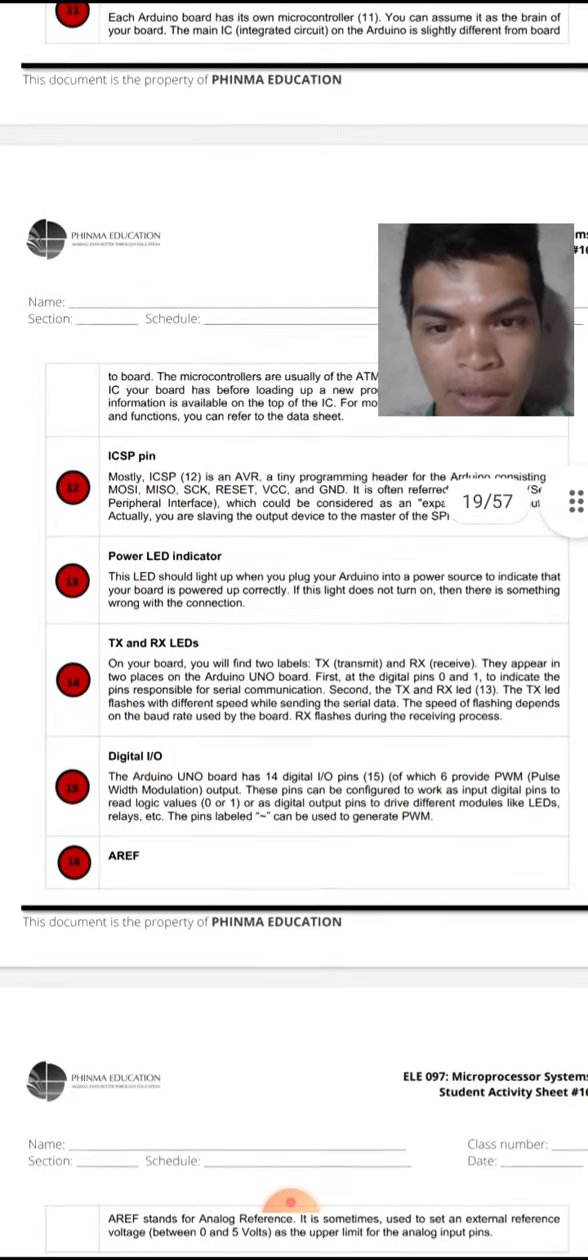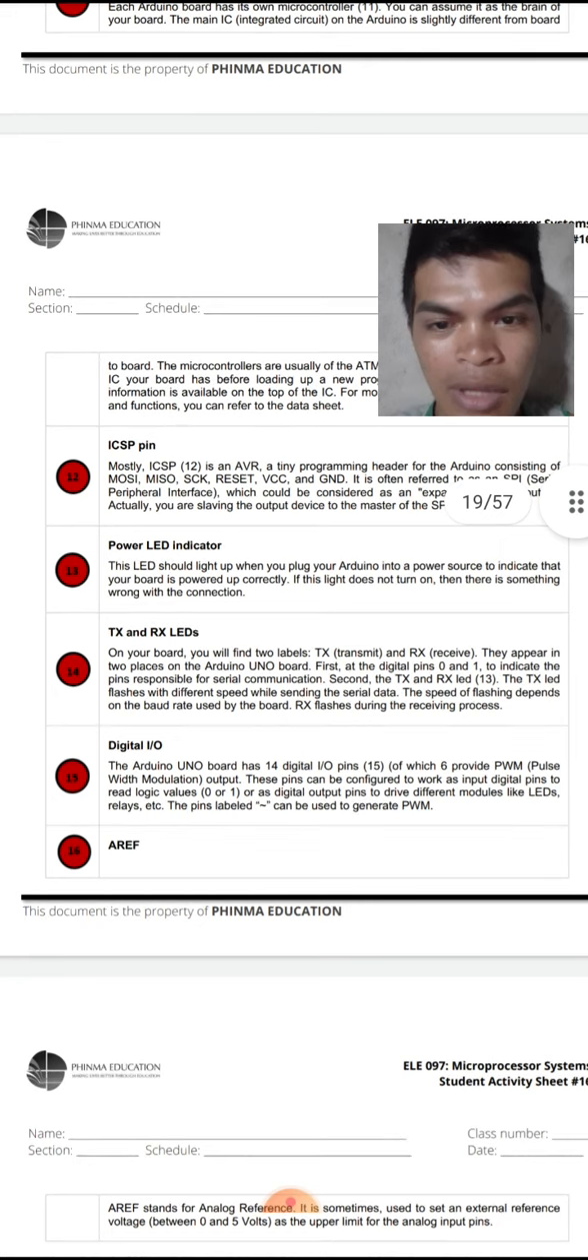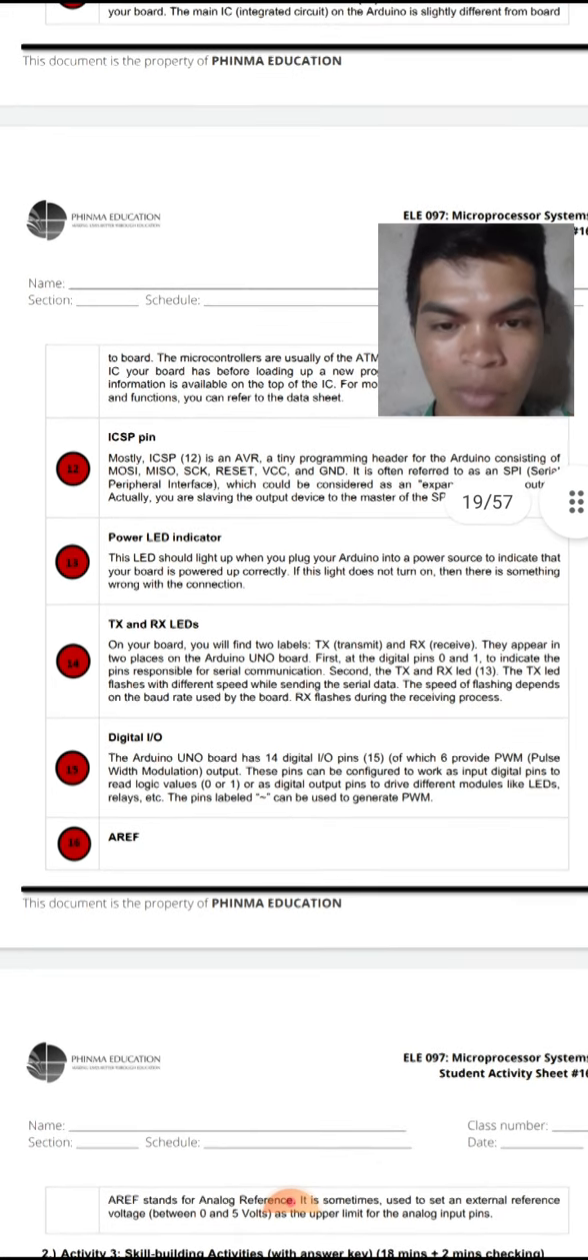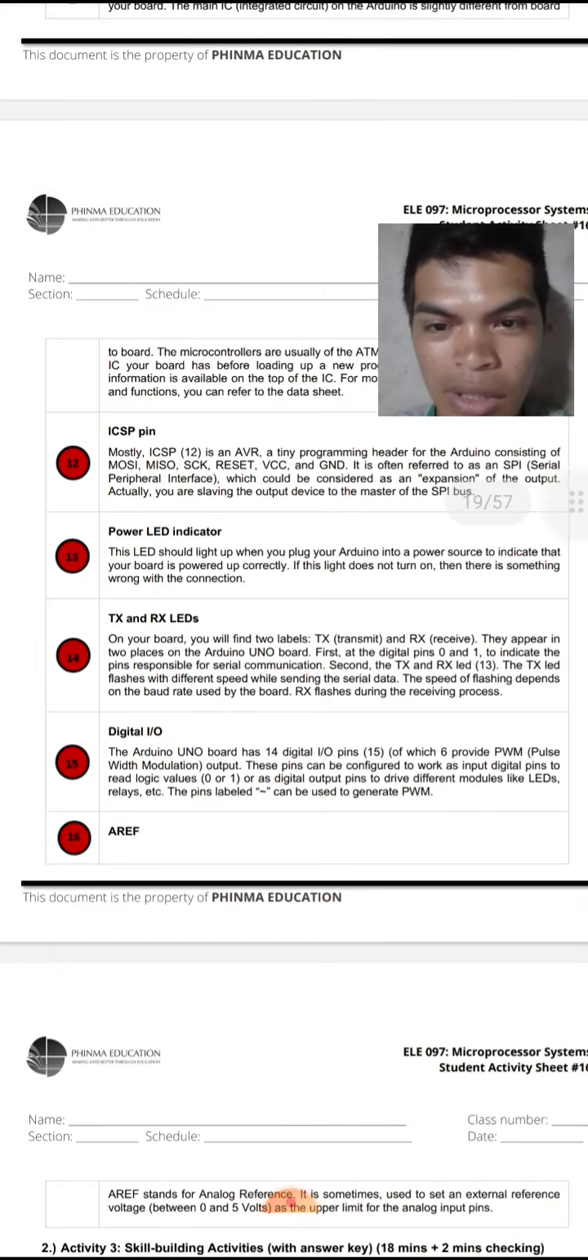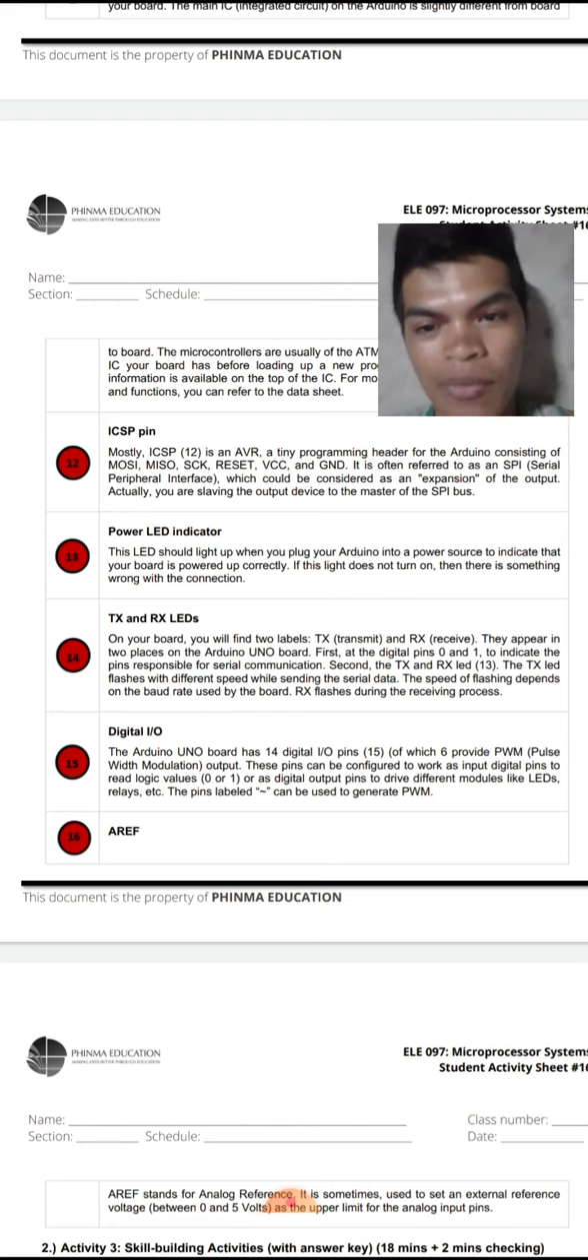Number 13, power LED indicator. This LED should light up when you plug your Arduino into a power source, to indicate that your board is powered up correctly. If this light does not turn on, then there is something wrong with the connection.